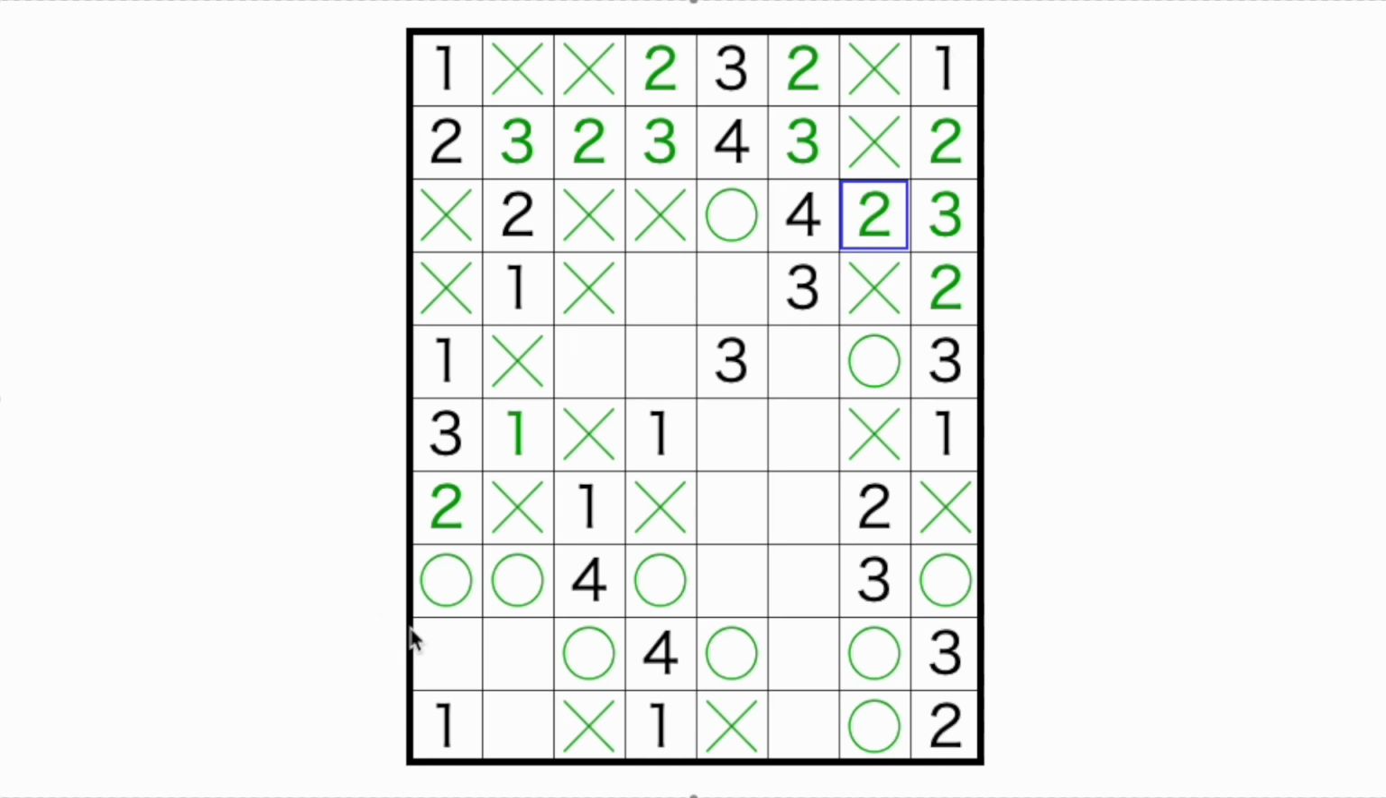Okay, let's see. Do we have any walled off areas now that we can use? Not obviously to my eyes. Let's see. This 2 has to have 2 neighbors, so that's going to have to be 1. This 3 already has 3 marked neighbors, so this is not 1.